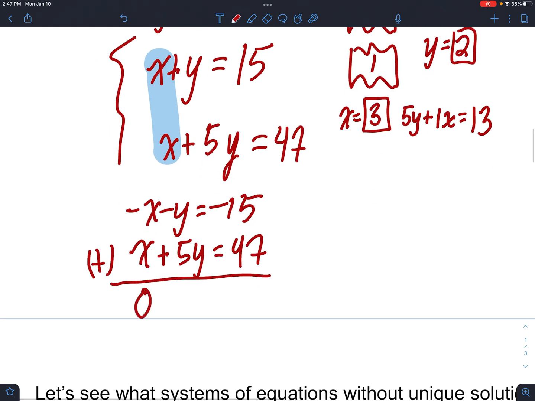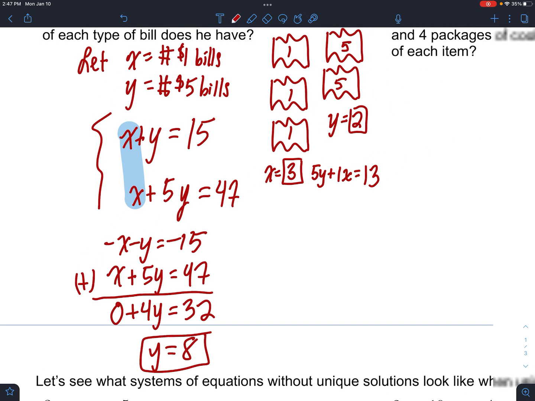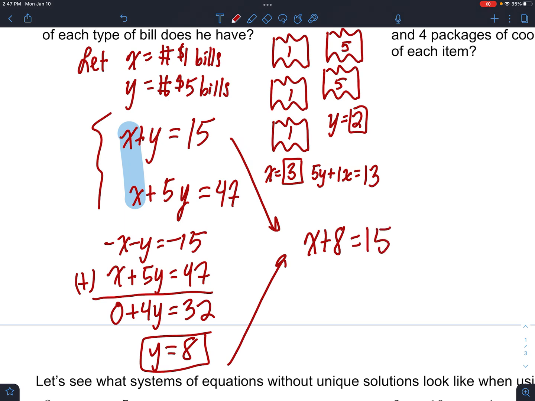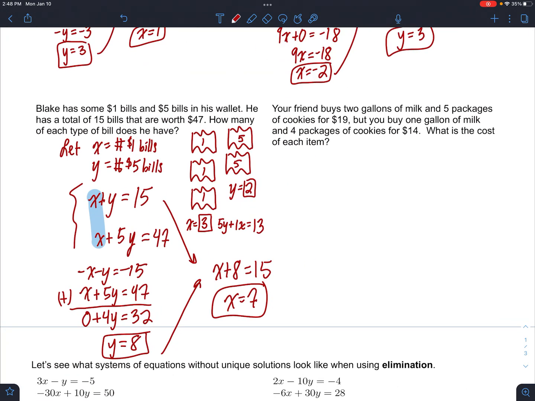And then I'm going to add down from here, which gets me 0 plus 4y equals 32, and y is 8. Okay? So if I have 8 $5 bills, and I have 15 bills total, right, so using this equation and this equation, I should be able to figure out how many $1 bills I have. I have 7, because 7 and 8 make 15. And bam, done. Okay?